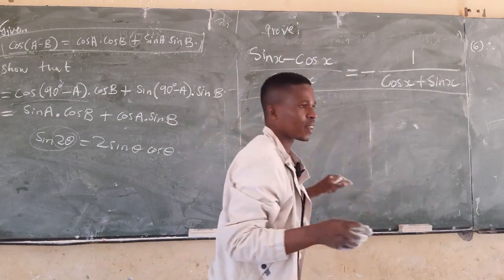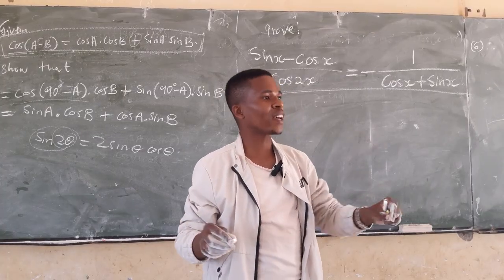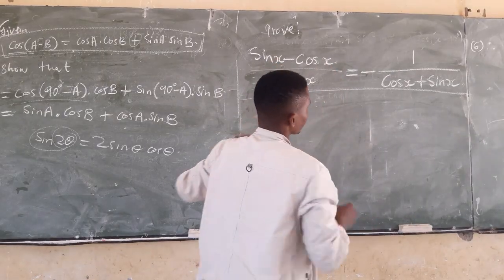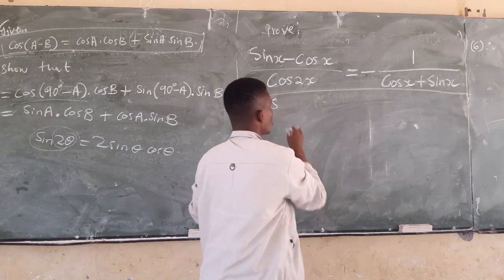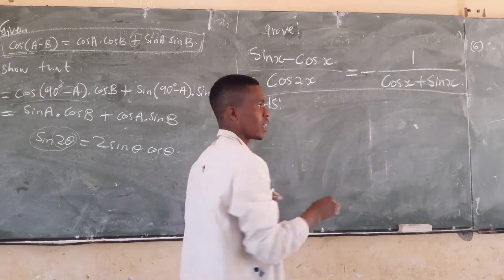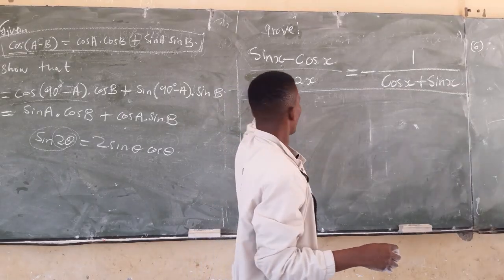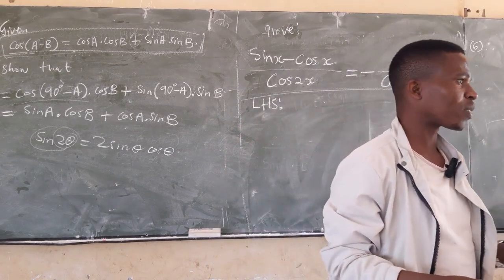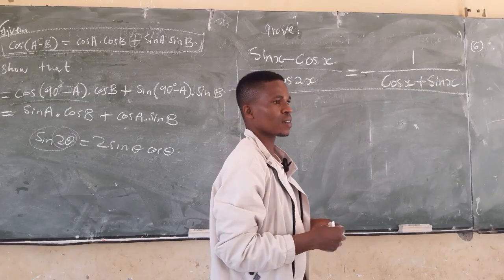When I prove, I simplify one side. Then you pick one side. Let's pick this one again. You pick the left hand side. You show us that you are working with the left hand side. We say I'm simplifying one side.